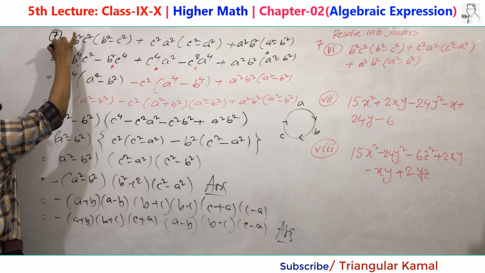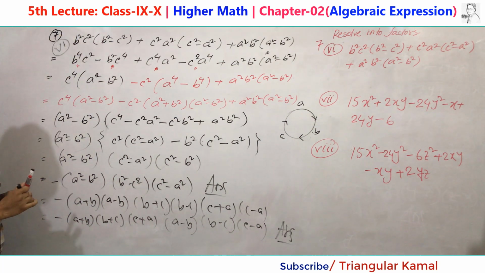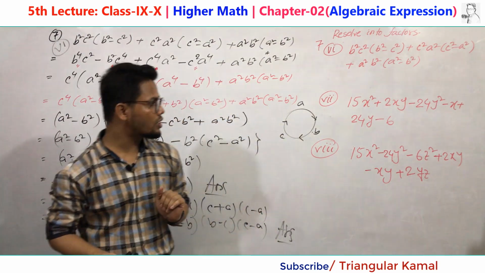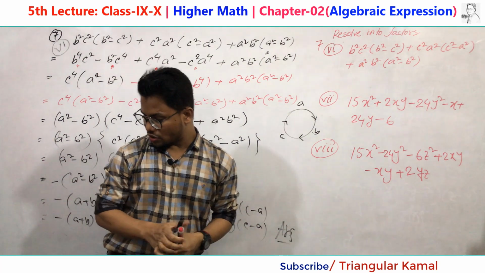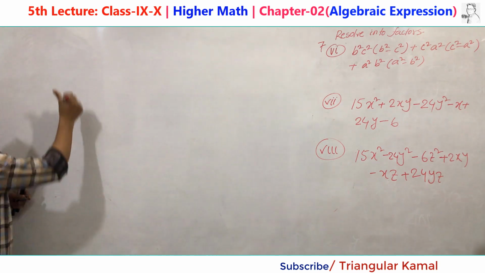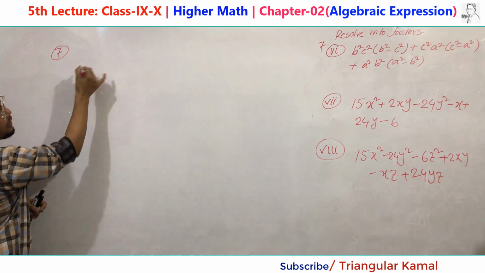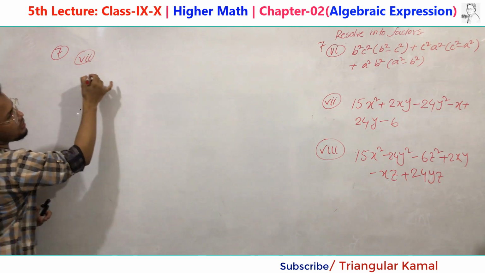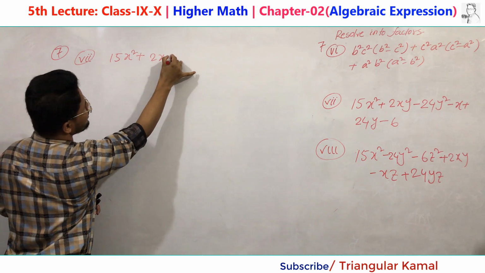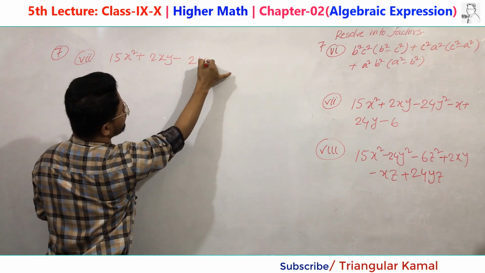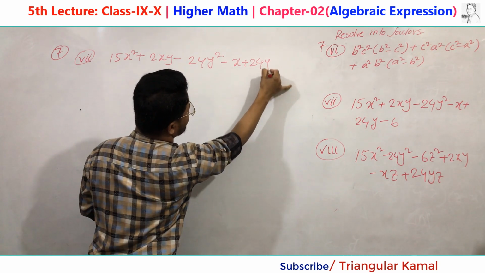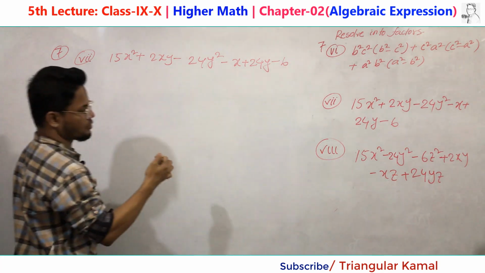This is number 7 and 6 within number 7. So now give attention to number 7 and number 8. Actually these are also important maths here. So now we will do number 7 and number 8. Okay, resolve into factors. Number 7, 15x square plus twice xy minus 24y square minus x plus 24y minus 6.